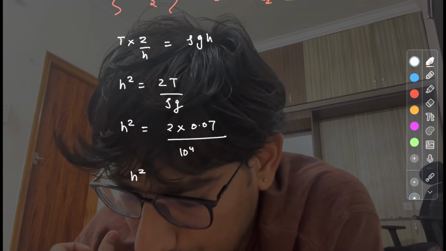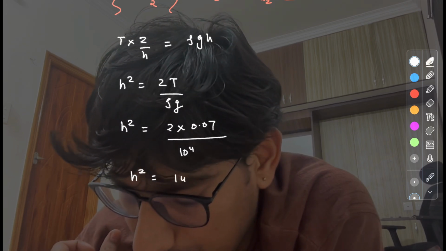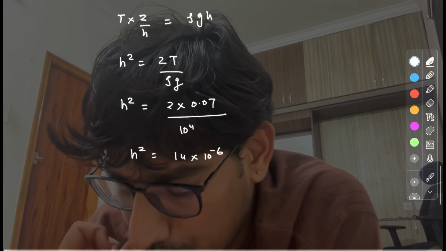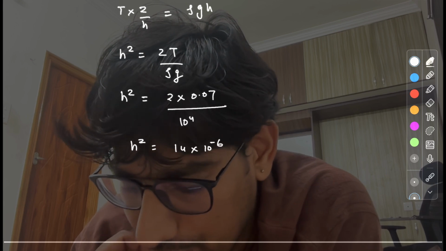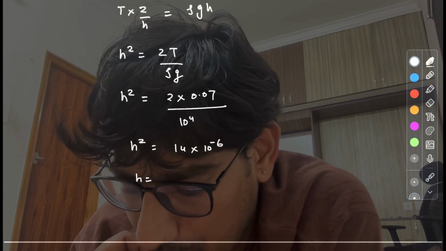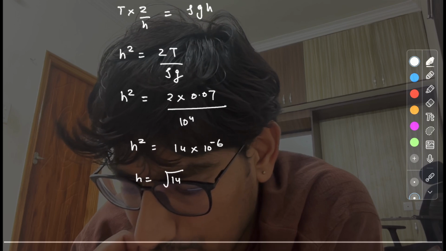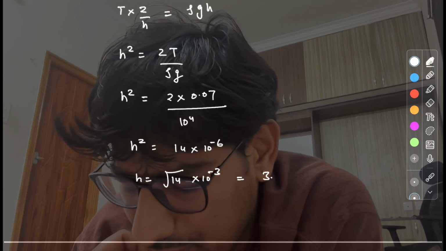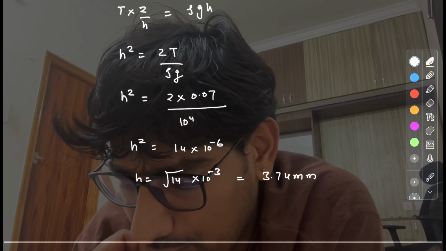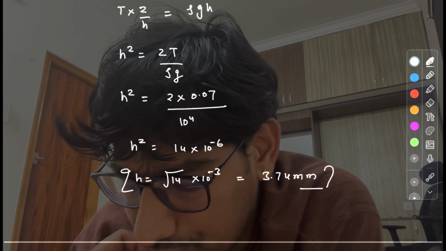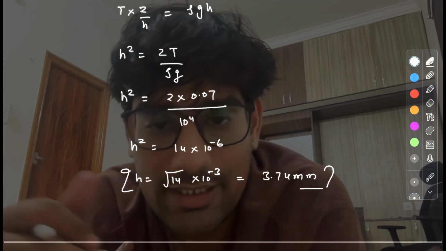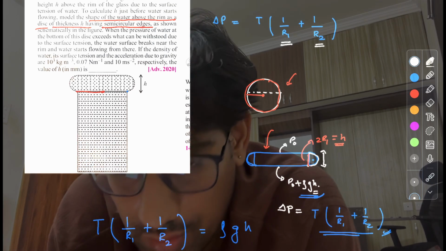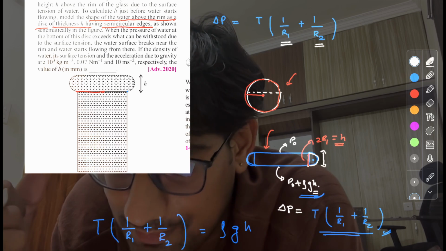So the h square value is going to be 14 times 10 to the power minus 6. If we take the square root of this, it is root 14 times 10 to the power minus 3. This comes out to be approximately 3.74 mm. So this much height difference will be there, and until this much height we can fill it.